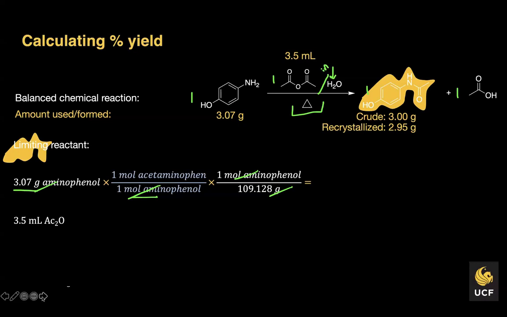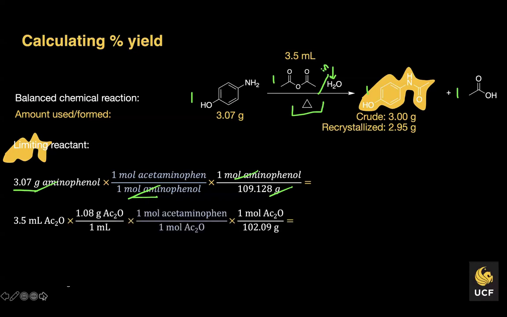Well, in the other reactant, we're starting out with 3.5 milliliters of acetic anhydride. So we don't have grams, but we're really looking for the moles of product. But we know that based on the density, we could convert milliliters into grams, right?